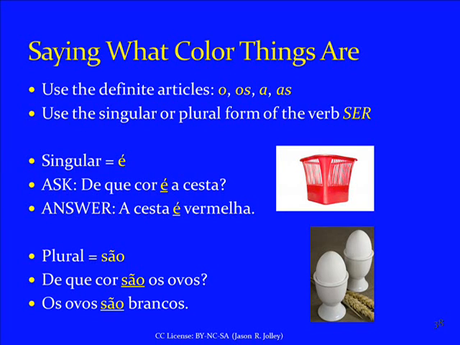A cesta é vermelha. Okay, if the objects are plural that we're talking about, I have to use são. De que cor são, plus the objects. Okay? De que cor são os ovos? What color are the eggs? Os ovos são brancos. De que cor são os ovos? Os ovos são brancos.